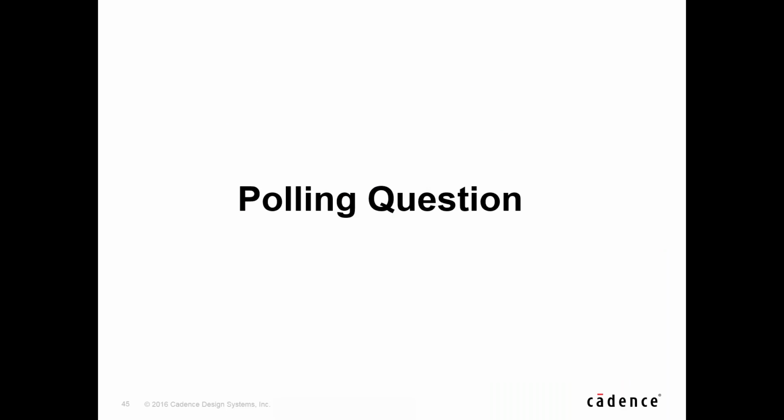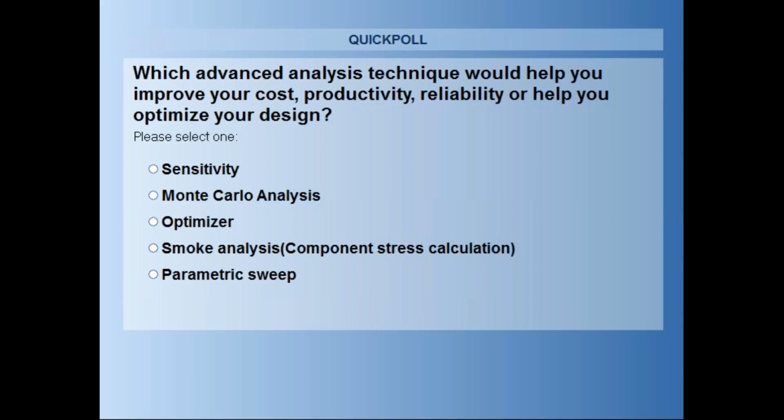So now before we open it up in Q&A, I think Kishore has some more polling questions that he wants to do. Just one more. So what John showed you on the advanced analysis, we'd like to find out which advanced analysis technique would help you improve your cost, productivity, reliability, or help you optimize your design. So please select one of the ones that you think can really help you out.